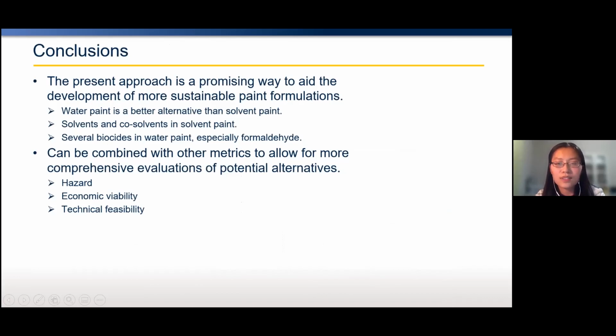So in conclusion, our approach is a promising way to aid the development of more sustainable paint formulations. And we indeed confirm that water paint is better than solvent paint, and specifically we need to find better alternatives for the solvents in the solvent paint, and especially formaldehyde in the water paint. And our approach can be combined with other metrics to allow for more comprehensive evaluations of potential alternatives. That's all for my presentation. Thank you for your attention.